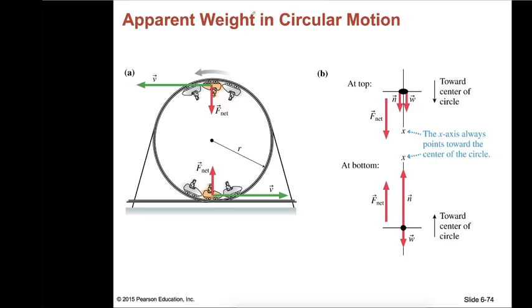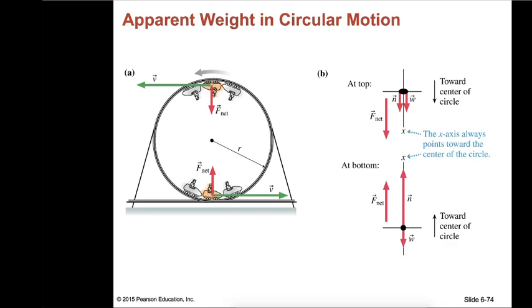Okay, now let's see the apparent weight in circular motion. Let's say in a roller coaster, you may have a motion like that. At the bottom of the roller coaster, the velocity is going this way, and the acceleration is going up towards the center. So if the acceleration is going up, then your net force should go up. Then in the free body diagram, if you show normal force and the weight, the normal force should be greater than weight, so that the net force is going up.